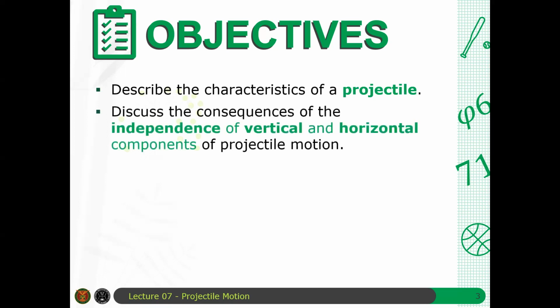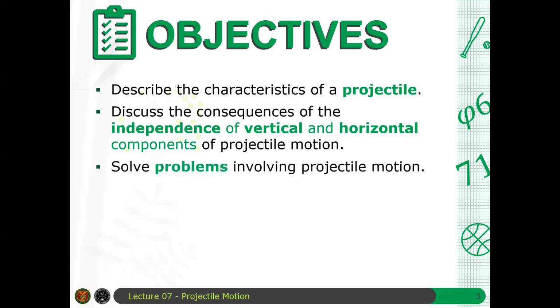And then, discuss the consequences of the independence of vertical and horizontal components of projectile motion. Apparently, if I remember correctly, it was Galileo who discovered that there is some independence in the vertical and horizontal components of the projectile motion. Therefore, it can be analyzed separately. And we will see that the kinematic equations are connected by initial velocity and time, but the vertical and the horizontal components of the motion can be analyzed separately. Okay? And then, of course, we will apply what we learned from this topic to solve problems involving projectile motion.